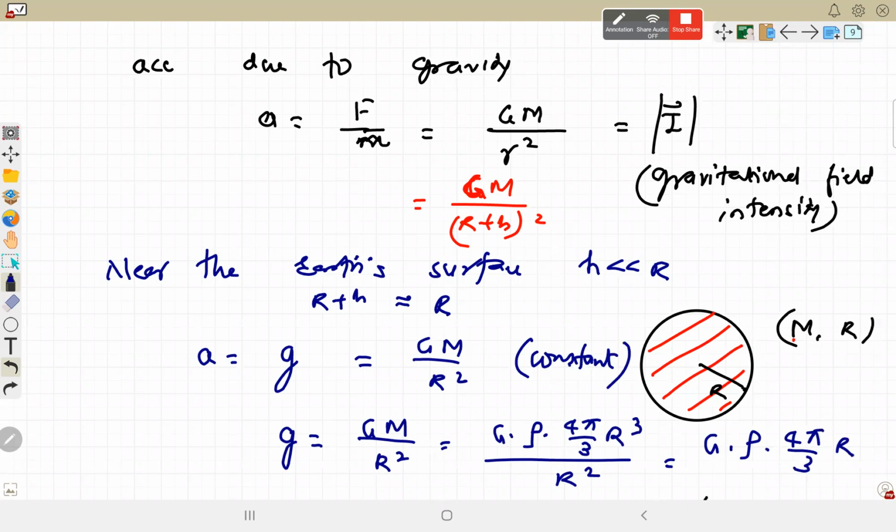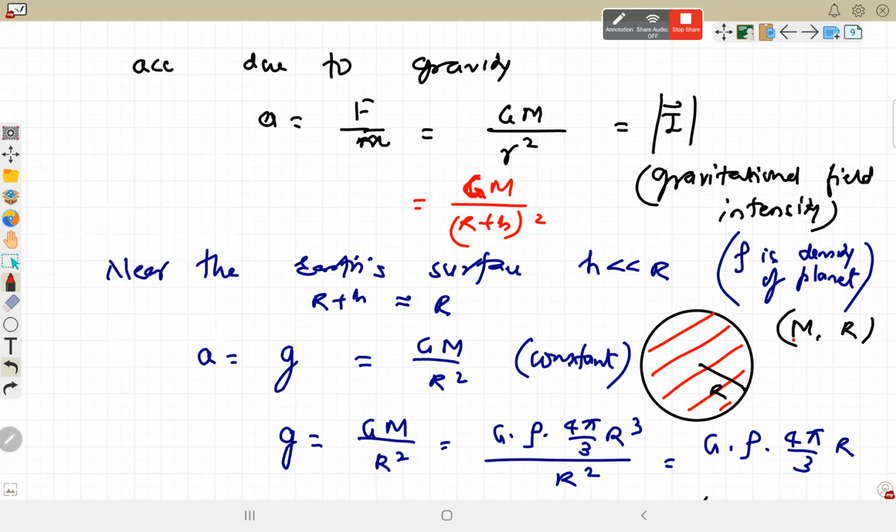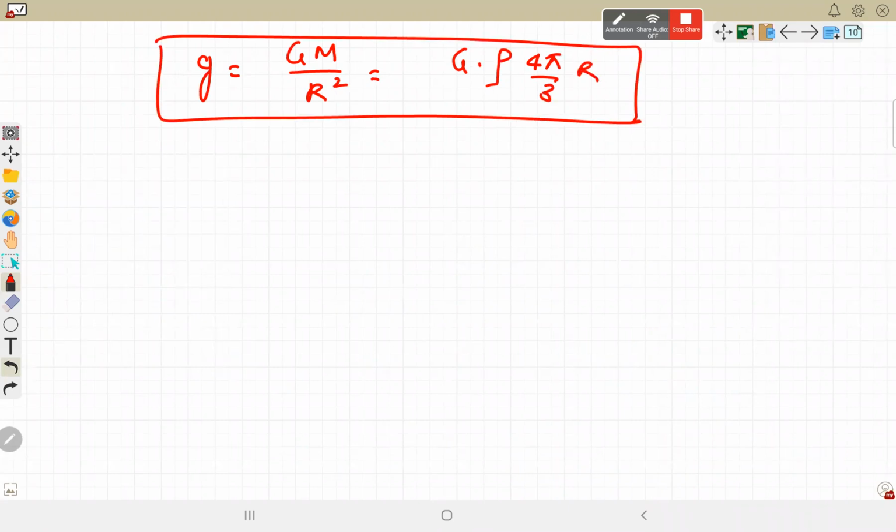The acceleration due to gravity comes out directly proportional to the radius, where rho is the density of the planet. So if two planets have the same density, then acceleration due to gravity is directly proportional to R. Otherwise, if they have the same mass, it is inversely proportional to R square. This is the acceleration due to gravity on the surface of Earth. Any of these two formulas we can use, whichever information is given.